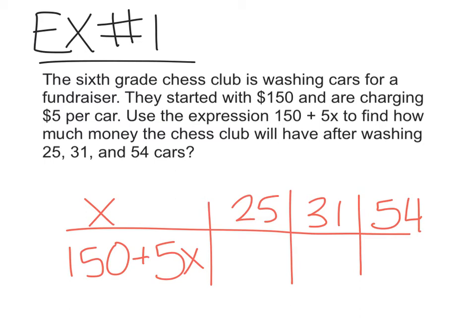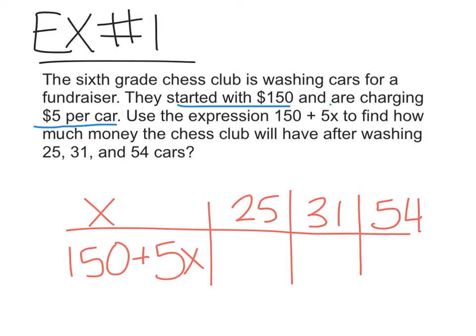Example 1. Remember, you don't have to write out this whole word problem. You can put it in your own words if you want to shorten it up a little bit. Just make sure you have all the important information. The 6th grade chess club is washing cars for a fundraiser. They started with $150 and they're charging $5 per car.